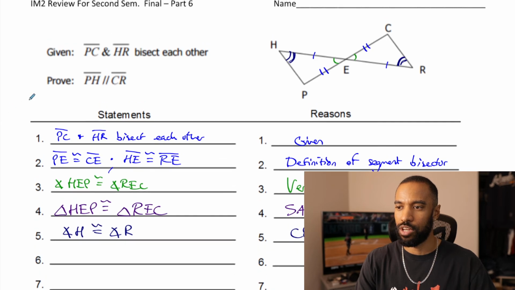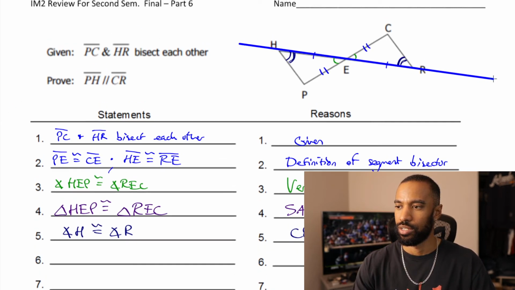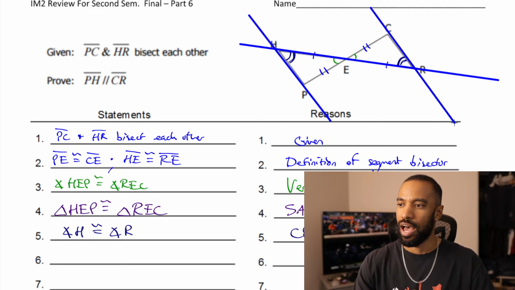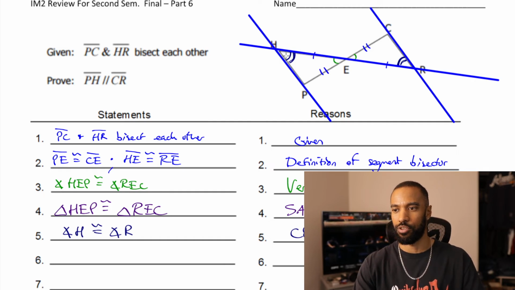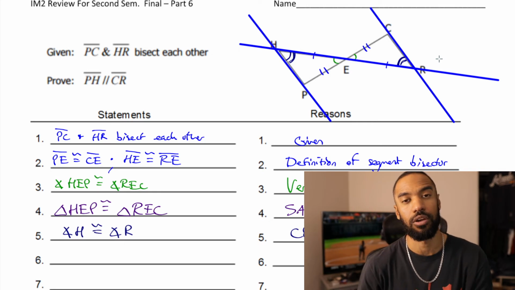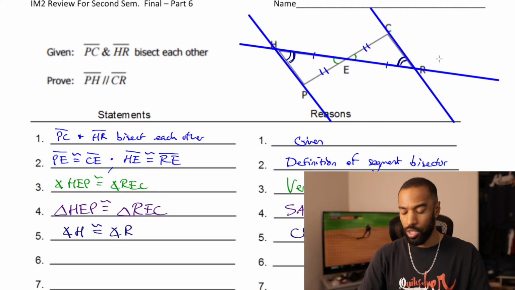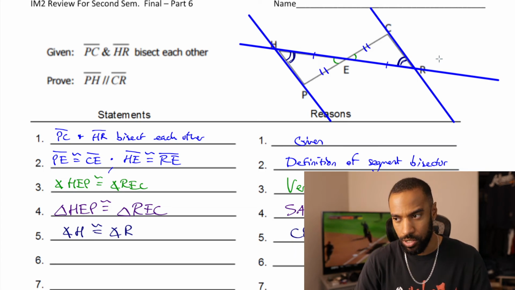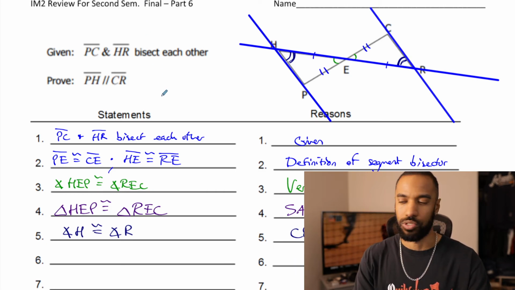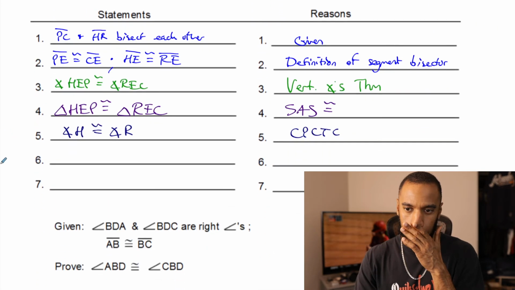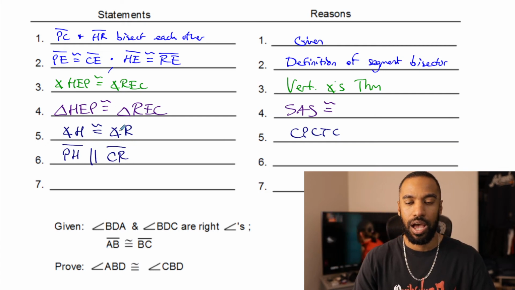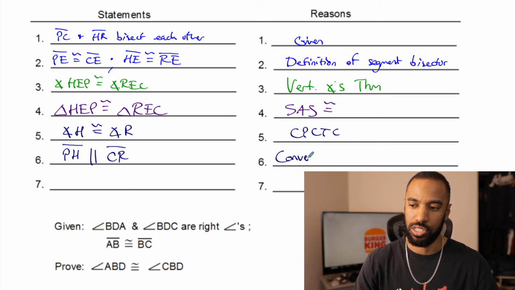Now here's the thing, if you notice, HR is a transversal for this line and this line right here. I just showed these two angles here are congruent. If you really look at the blue, these are alternate interior angles. Remember how I said if corresponding angles are congruent, then their respective lines are parallel? Same for alternate interior angles. If alternate interior angles are congruent, then those lines are parallel. PH and CR. And they even wrote them as corresponding things. Segment PH is parallel to segment CR because of the converse of the alternate interior angle theorem.